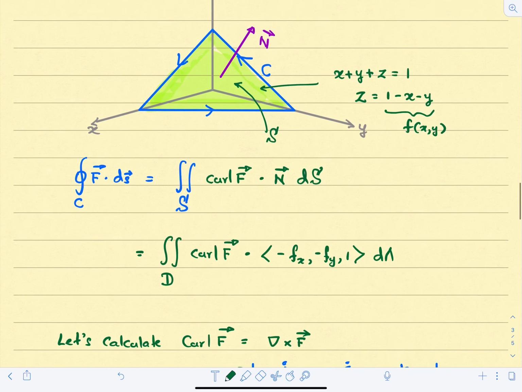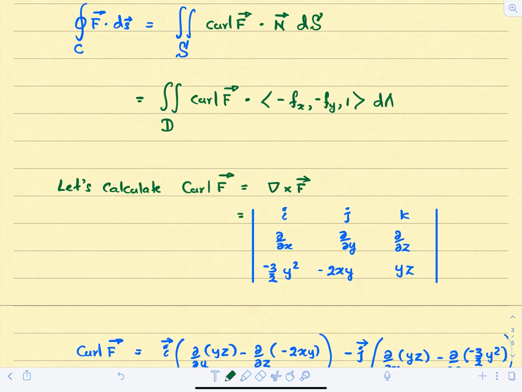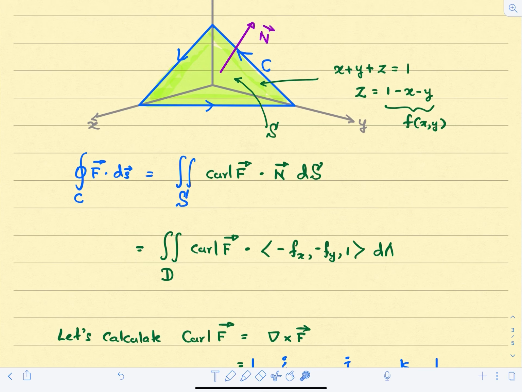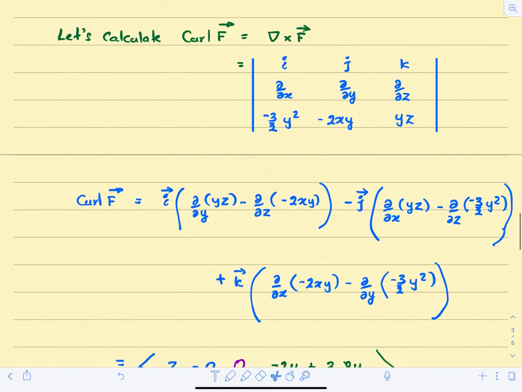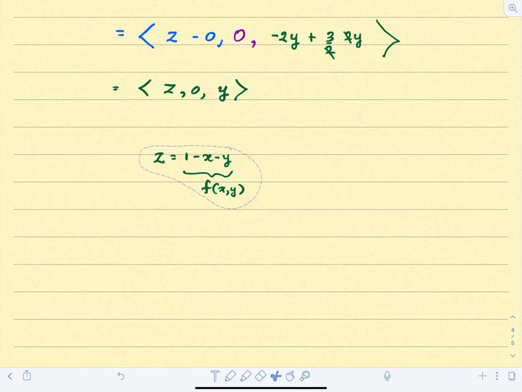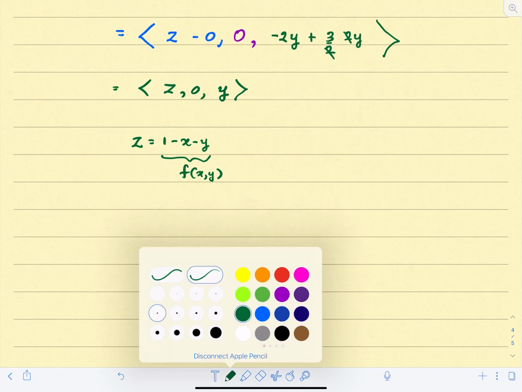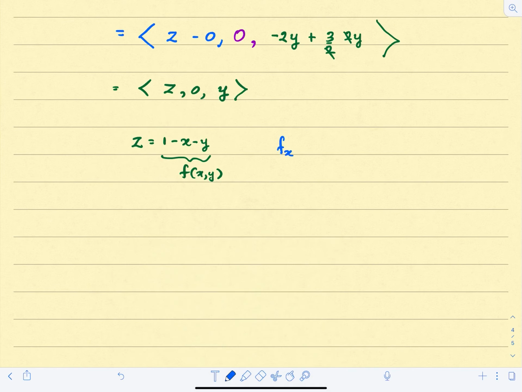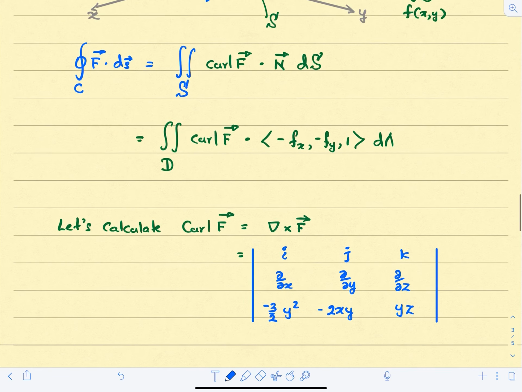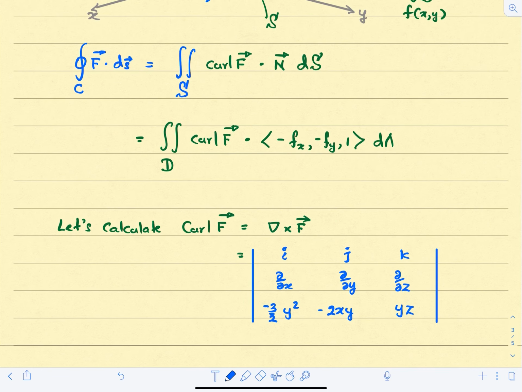Next, at this point we have curl of F in hand. So let's calculate these two partial derivatives, and my f is 1 minus x minus y. So now f sub x should be negative 1, f sub y should be negative 1 as well. Now we are ready to evaluate this flux integral.